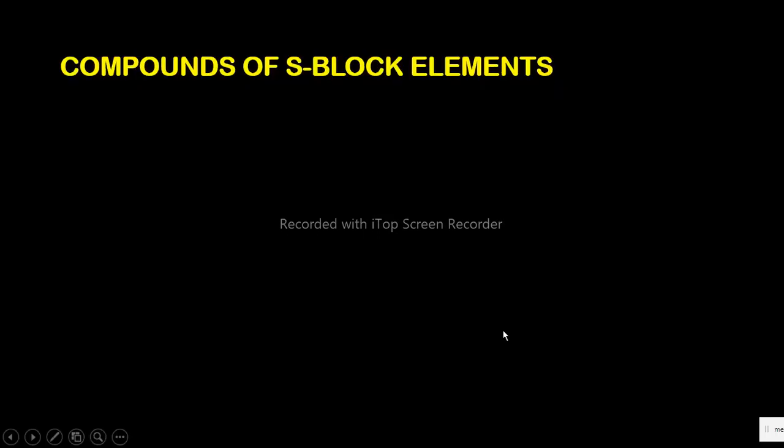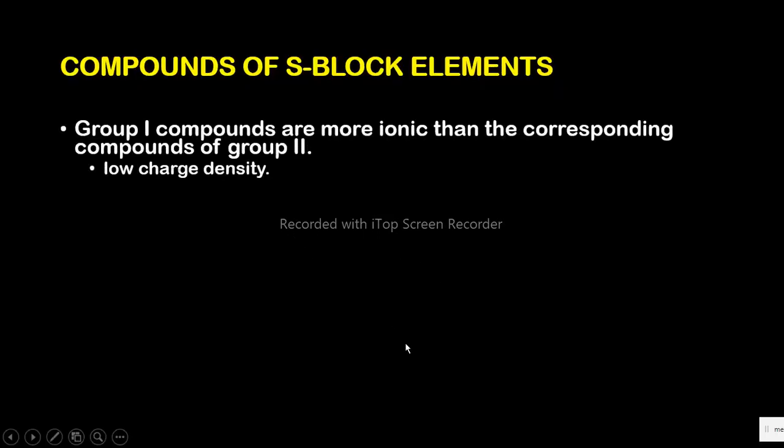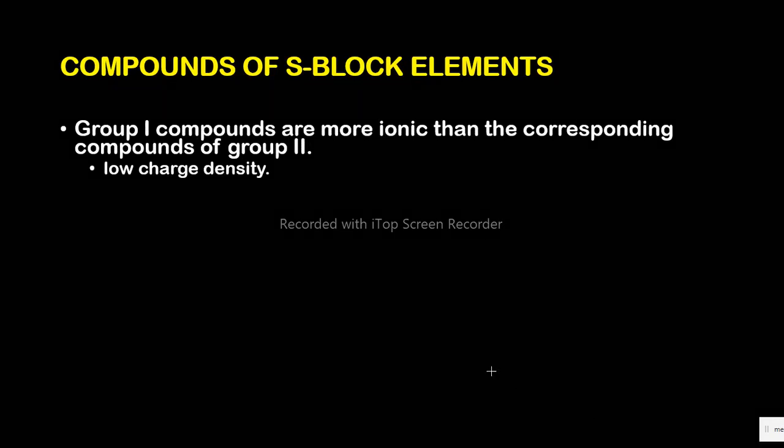So they do form compounds, okay? And their compounds, if you are to compare group 1 and group 2, these group 1 compounds are more ionic than their corresponding group 2 elements. And why? It all goes back to the polarization power.